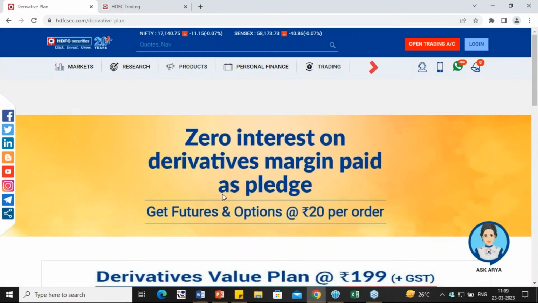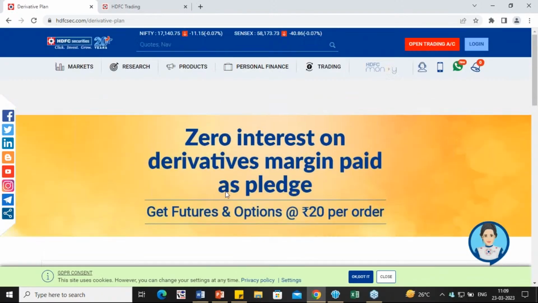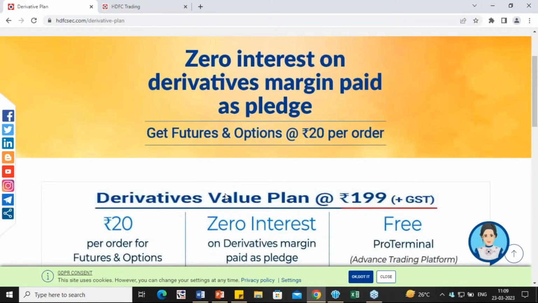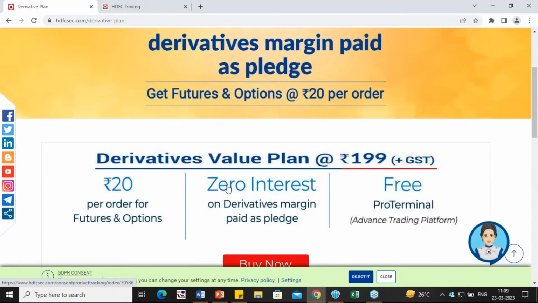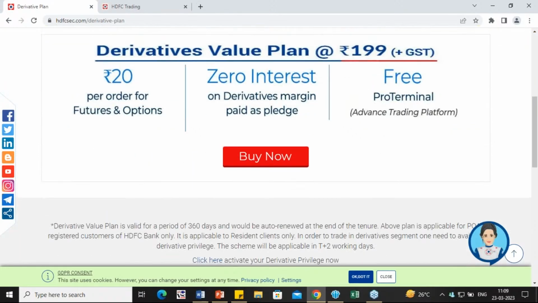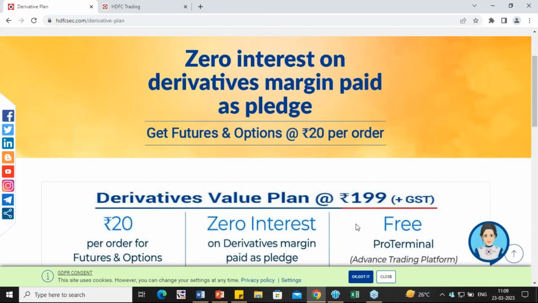The charges for the Derivative Value Plan are 200 rupees plus GST. That's 199 plus GST. And we will provide you 20 rupees per order in FNO, zero interest on derivative margin paid as premium, and a free Pro Terminal. Yes, you are right, it's a free Pro Terminal we are giving in the 199 campaign. This is only for those who are derivative traders, or those who have already activated derivative privilege in their account. So if you want to opt for this Pro Terminal, just activate derivative privilege.